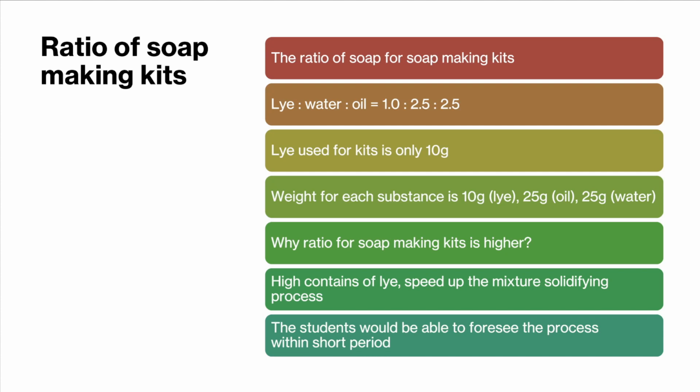So why is the ratio of the soap making kit higher than the souvenir ratio? It's because a high content of lye will speed up the mixture's solidifying process. So we will see the mixture become solidified faster, which will freeze faster. So the student is able to foresee the process within a short period, about 30 or 40 minutes. They will see the solidification. So they will know that from liquid it will become solid. So that is how the soap can be made.